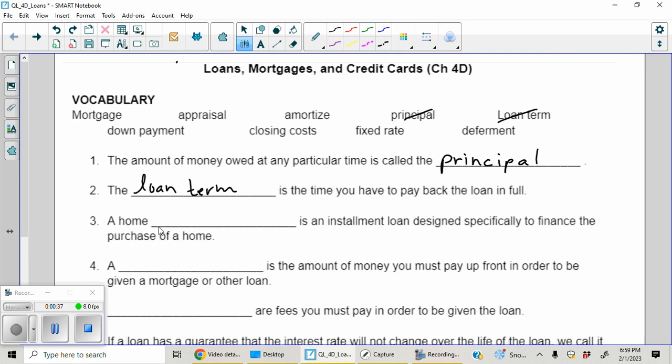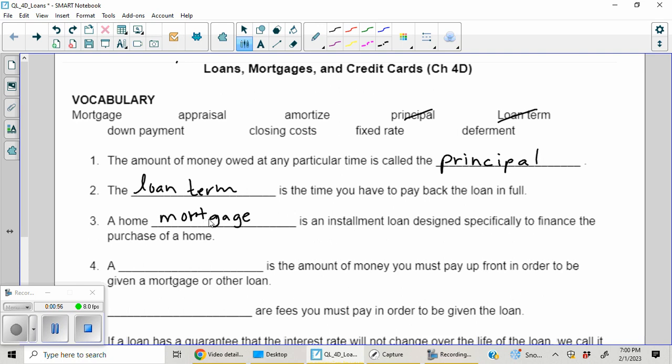A home blank is an installment loan designed specifically to finance the purchase of a home. It's called a home mortgage. Notice the spelling of mortgage. It has M-O-R-T, which actually means death. And this means to kill a debt.